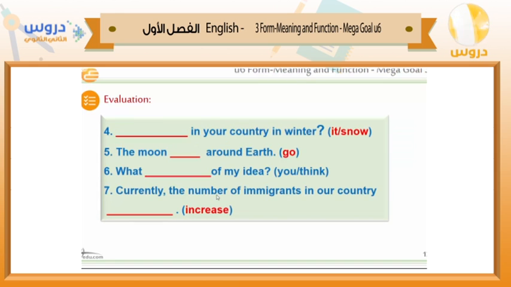Number 4. In your country in winter, we want you to use it snow. What can we say? Does it snow in your country in winter? Why do we use does here? Because there is a question mark. Because of this question mark, we used does. The moon around Earth, we want to use go. What can you say? The moon goes around Earth.